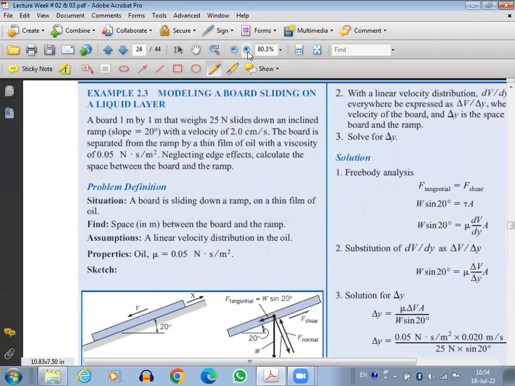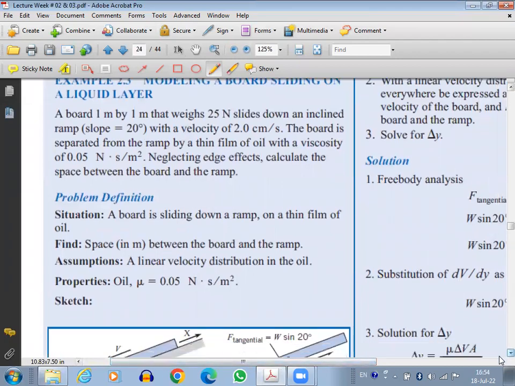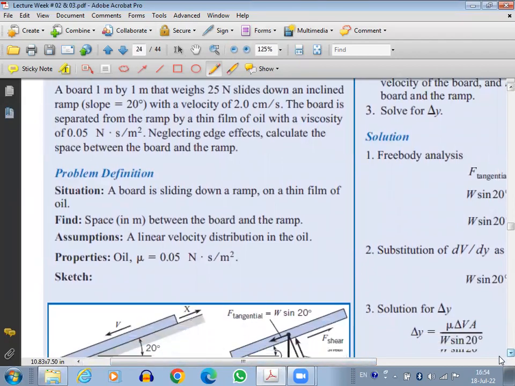Well, let's see another problem here. The board, 1 meter by 1 meter, that weighs 25 newtons, slides down an inclined ramp, which has a slope of 20 degree, with a velocity of 2 centimeter per second. The board is separated from the ramp by a thin film of oil with a viscosity of 0.05 newton second per meter square. Neglecting edge effects, calculate the space between the board and the ramp.